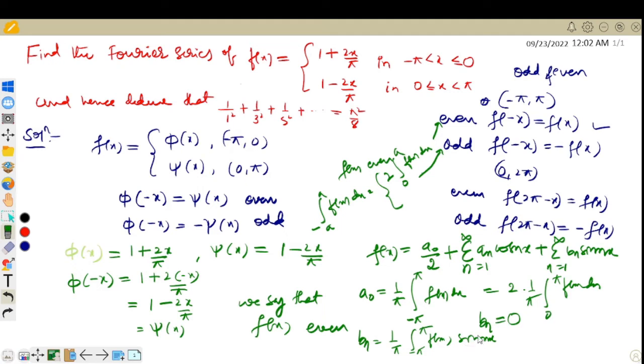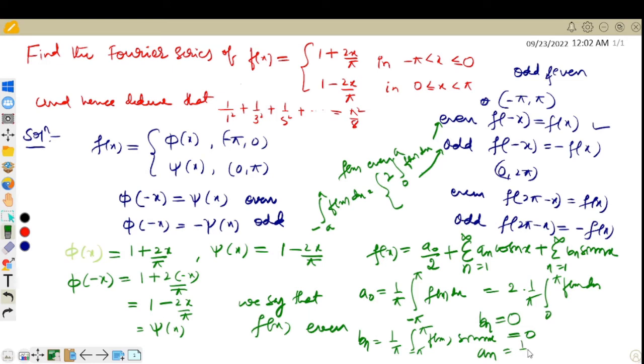Since we know that sin nx is an odd function and f of x is an even function, an odd function into an even function is odd. Therefore, when the function is odd, the integral will become 0. But it differs in the case of an.